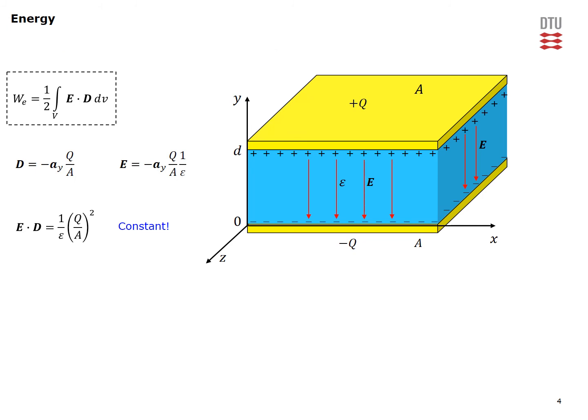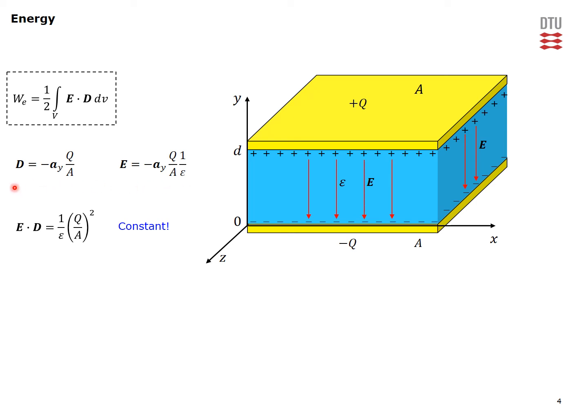So we have now completed the derivation of the capacitance for our parallel plate capacitor, and we would now like to determine the stored energy inside of this parallel plate capacitor. This is the general equation for calculating the stored energy. So it is 1/2 the volume integral of E dot D, and here the D field is known from the previous slide, and also the E field.